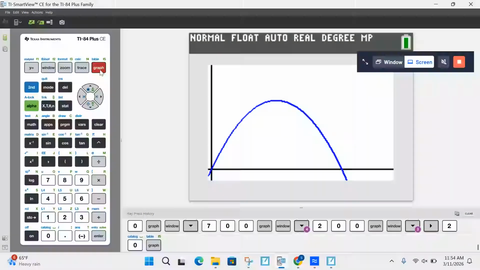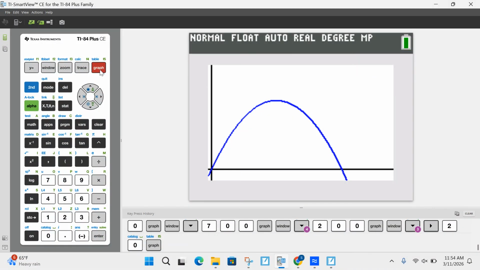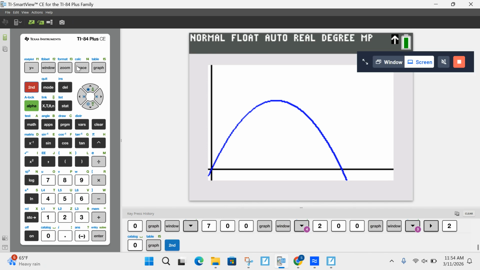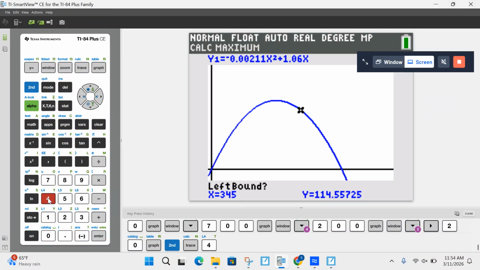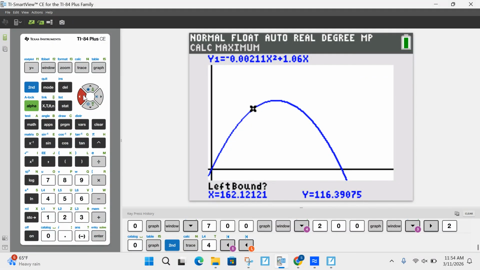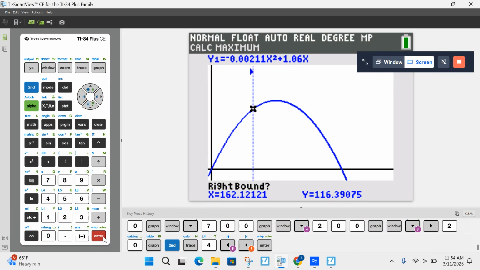All right, so let's click on graph. Perfect. So first question is find the maximum height of the bridge. So we're going to use our maximum button by going to second, calc, max, number 4. And remember, this is where we go to the left of the max. Pay attention. Click a point on the left of the maximum point and press enter. And then pick a point on the right of the maximum.